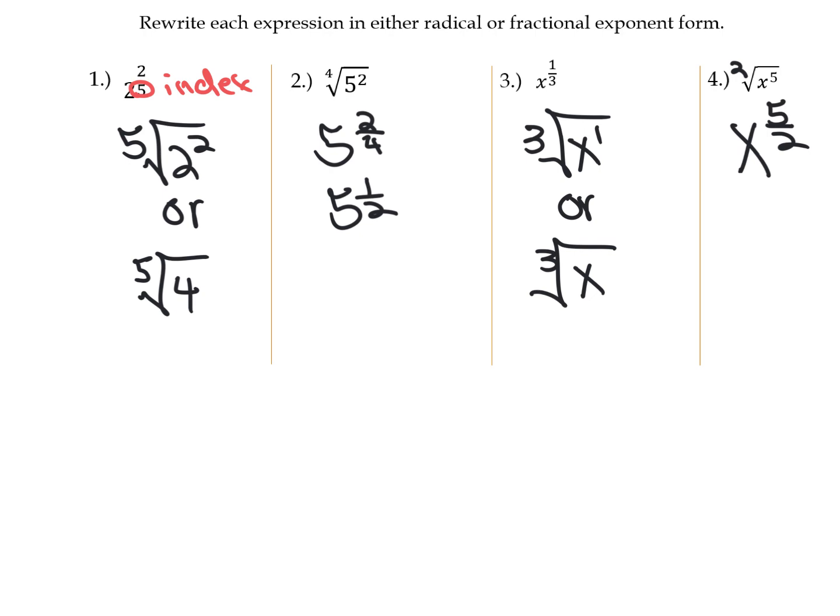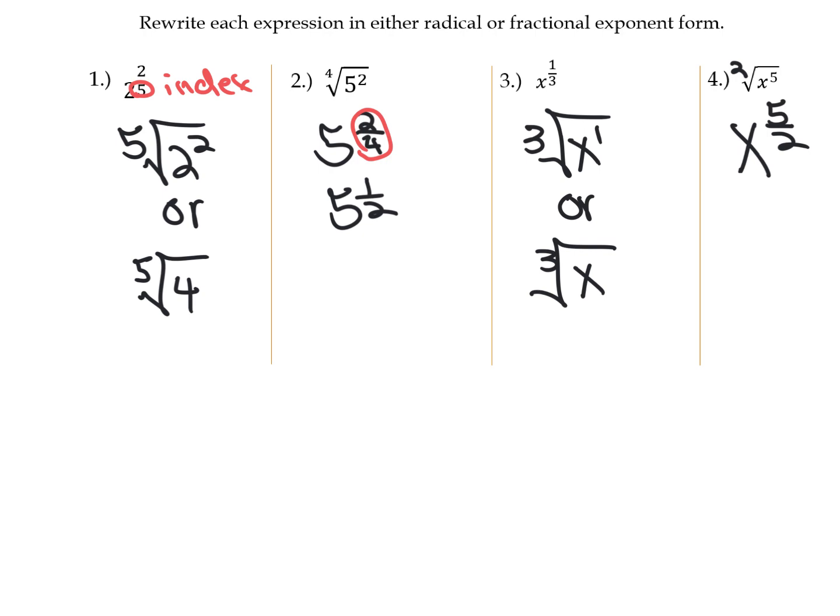On the second one, it is in radical form. Therefore, I'm going to write it in fractional exponent form. I take my exponent inside, which is 5 squared, and I divide it by the index, which is 4. Now, we have to make sure that when we're dealing with fractions, that fractions are always simplified. So what I have to do here is simplify this to be 5 to the 1/2 power.